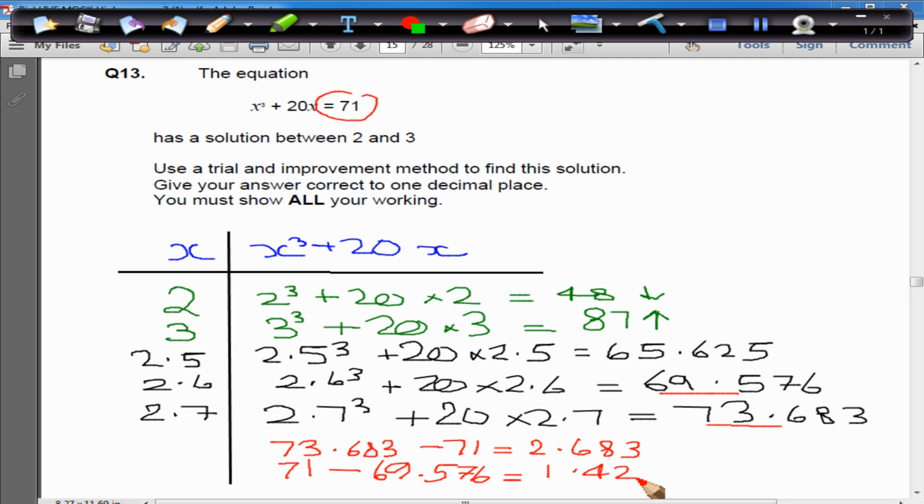1.424. So now we can see quite clearly that this answer here is closer to 71 because it is only 1.424 below, whereas the 73 value is 2.6 above it. So we can say quite confidently that the answer is X is equal to, which one is it? The 69.571, which corresponds to 2.6. Okay? So X is 2.6 to 1 decimal place. And this is our working out for that.